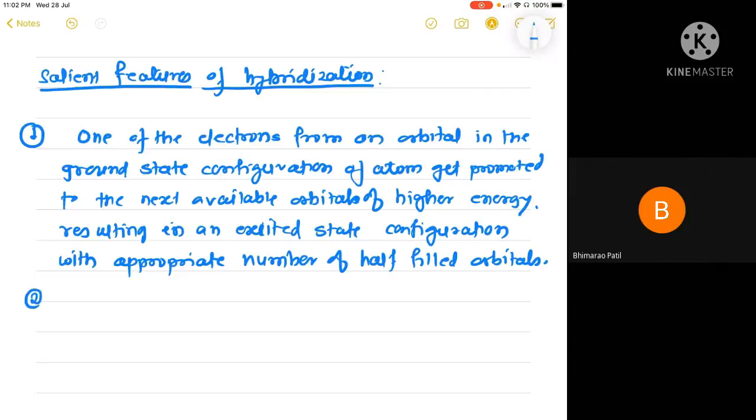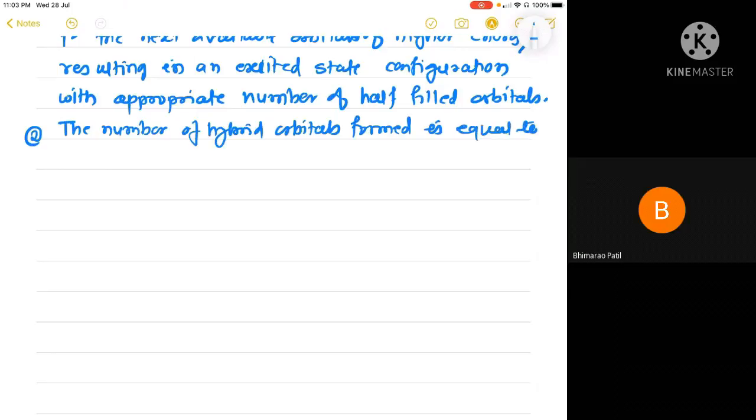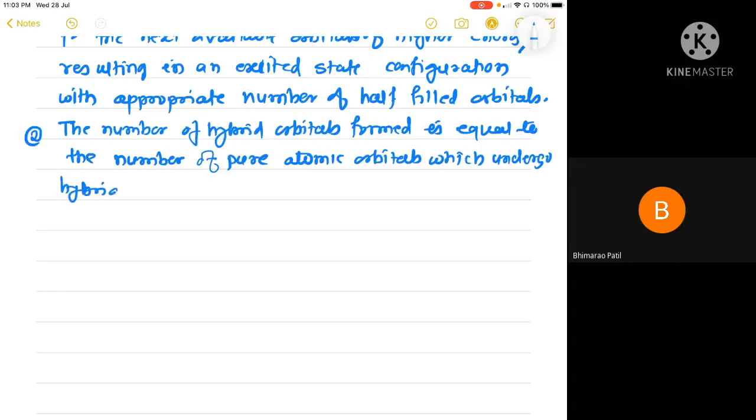And second, the number of hybrid orbitals formed is equal to the number of pure atomic orbitals which undergo hybridization.